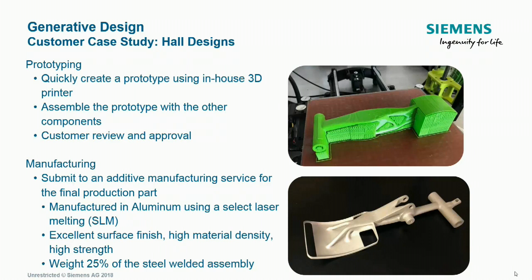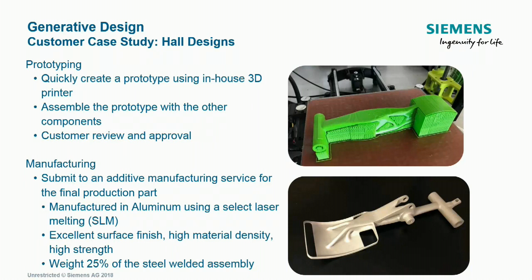Thank you, John. So to summarize the results of the Hall Design's generative design case study, they had a prototype created in plastic using their in-house 3D printer. The prototype was used to assemble the part alongside the other components to prove out the fit and function and for customer review and approval.